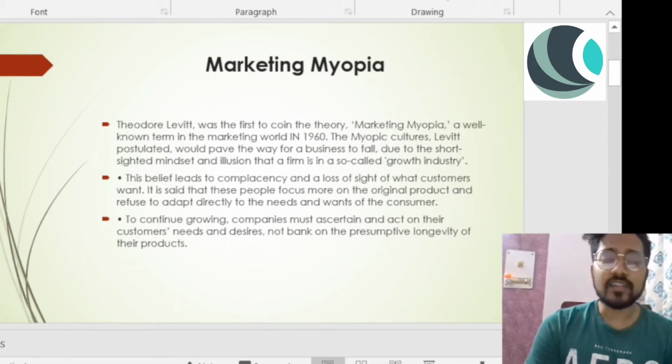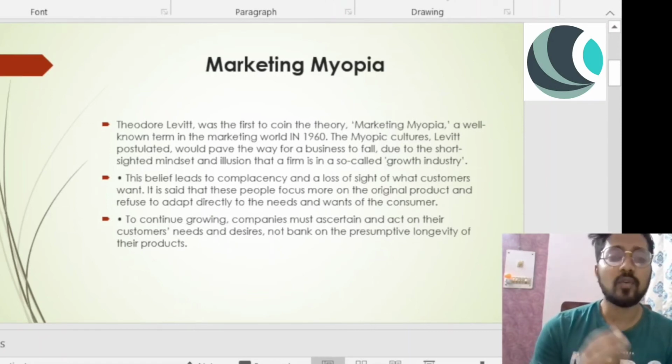So this belief leads to complacency and a loss of sight of what customers need. It is said that these people focus more on the original product and refuse to adapt directly to the needs and wants of the consumer. So let's suppose I have created an original product. I'm just focusing on that. I am not looking at what if there are some changes in consumer needs and what if there are some changes in the market, but I'm still looking forward to what I have created, the original product and the original success, and I just keep on supplying that particular thing.